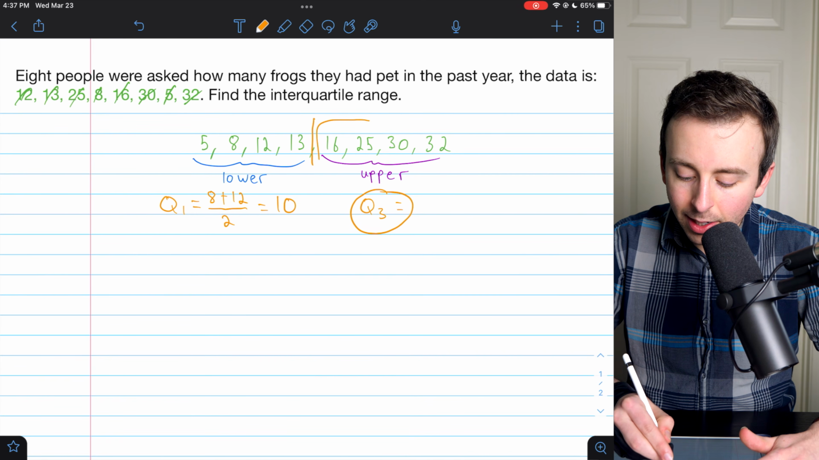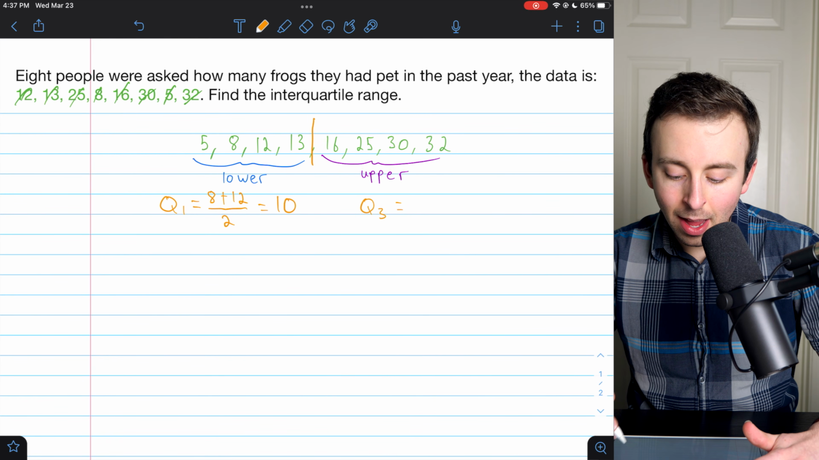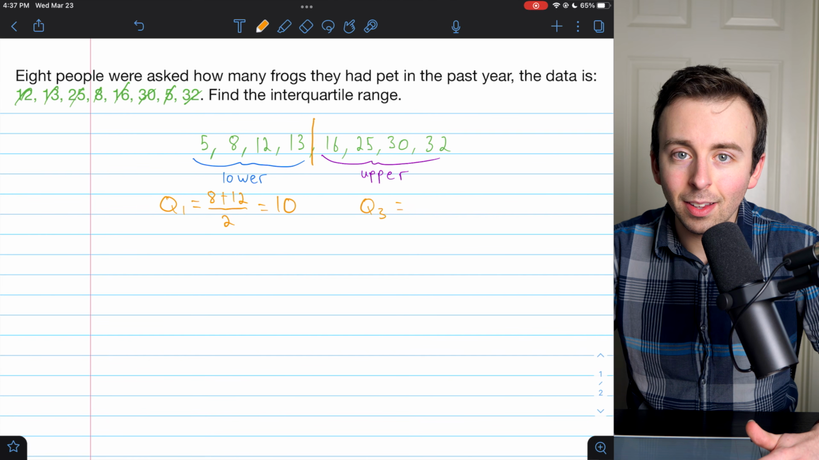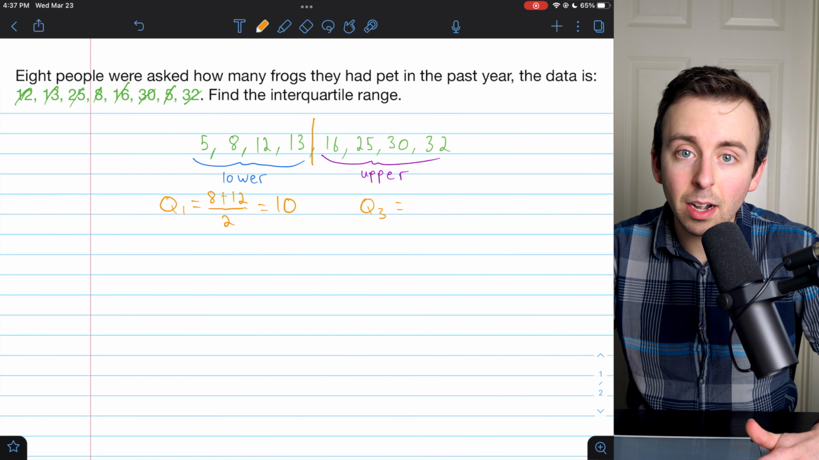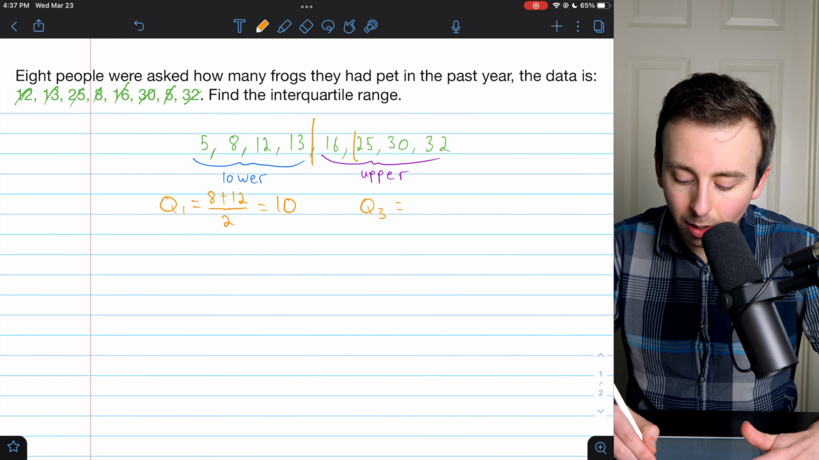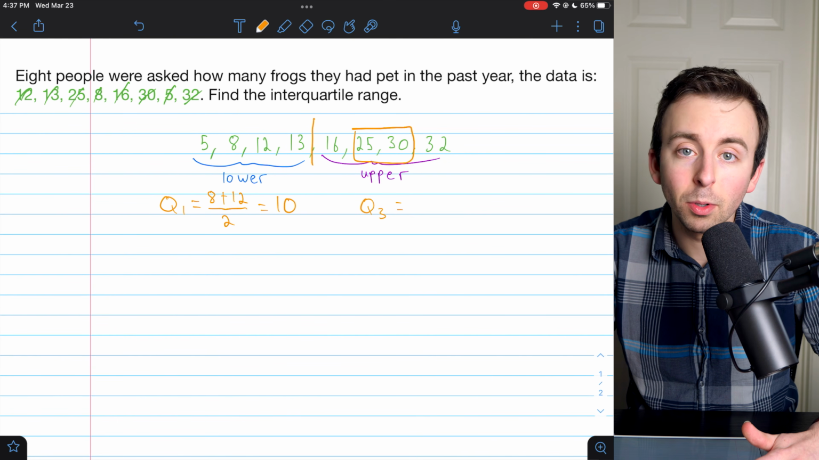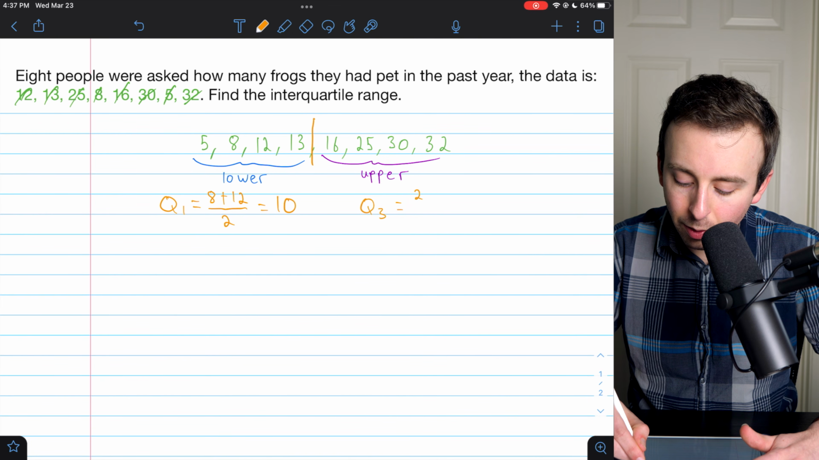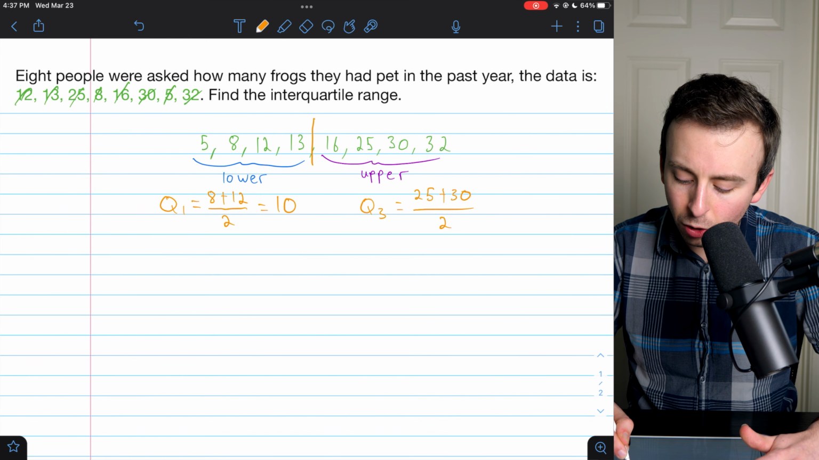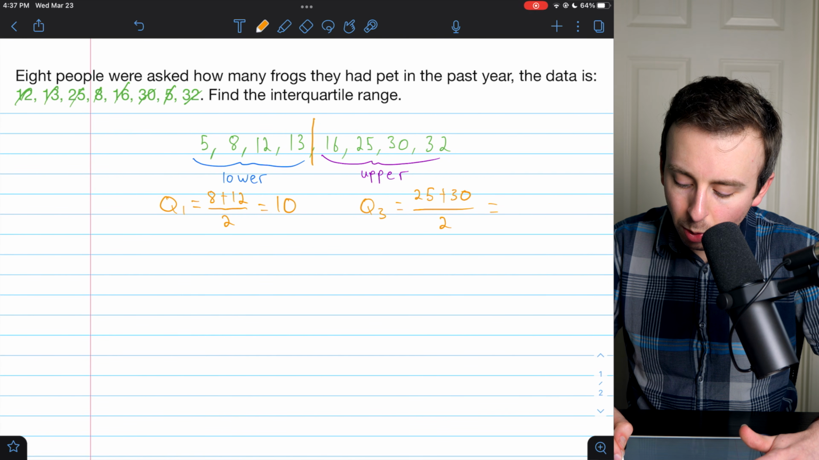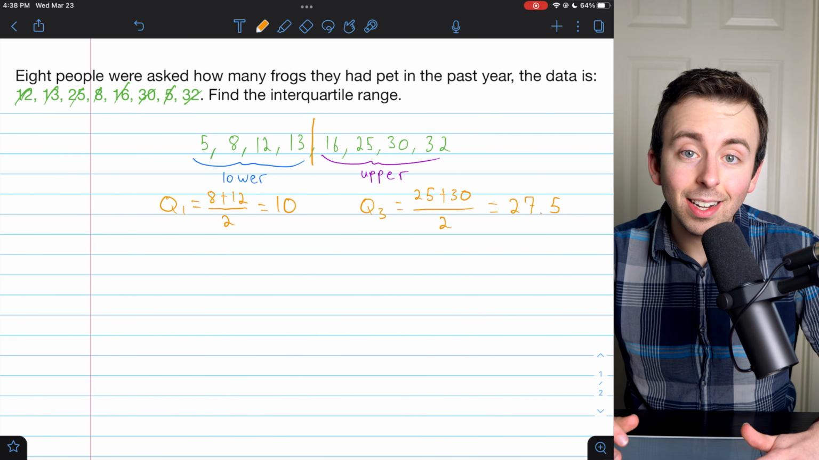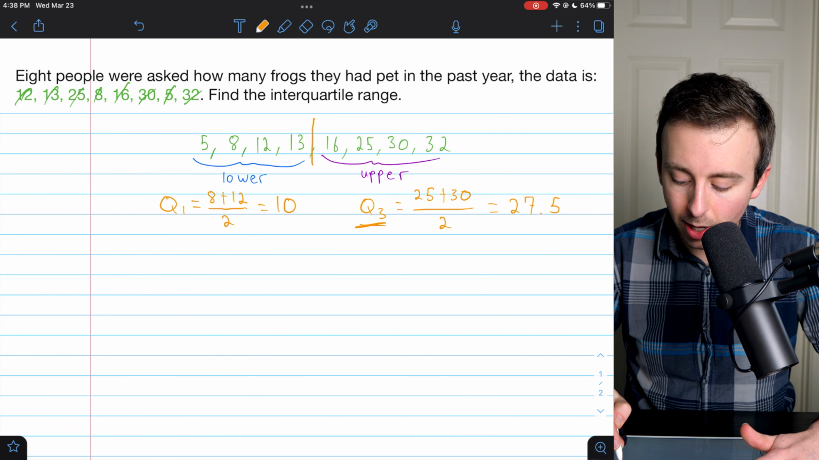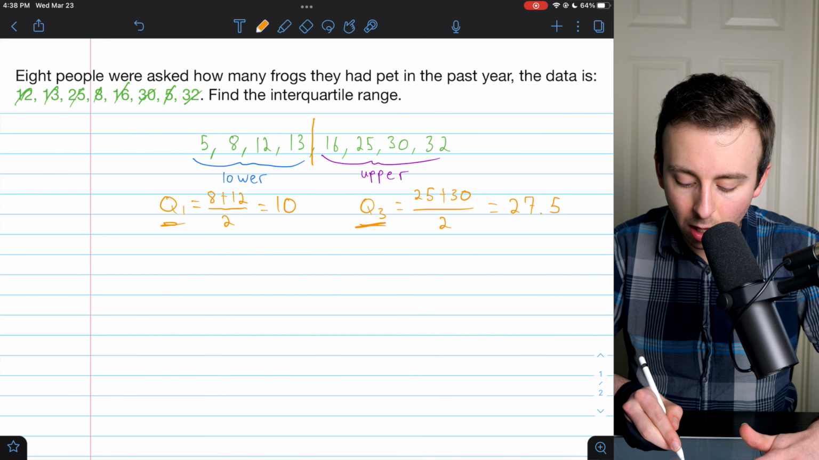Q3 is the median of the upper half of data, and since the upper half of data has an even number of data values, that's going to be the number halfway between the 2 numbers in the middle, so halfway between 25 and 30. To find that, we can add 25 and 30 and divide by 2, which will tell us that Q3 is 27.5. Now we've got the upper quartile, Q3, and the lower quartile, Q1.